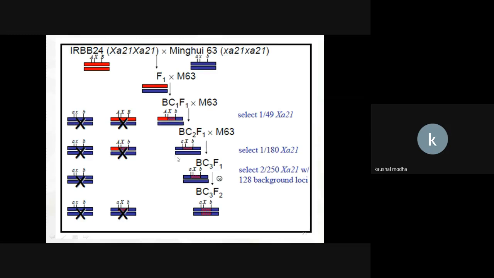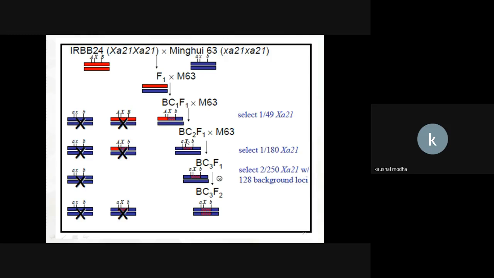So here also in backcross 2, we apply foreground selection and recombinant selection. And if required, we can also apply background selection here, where we focus on other marker loci, except this target locus. We focus on other marker loci for deciding the recovery of the recurrent parent.